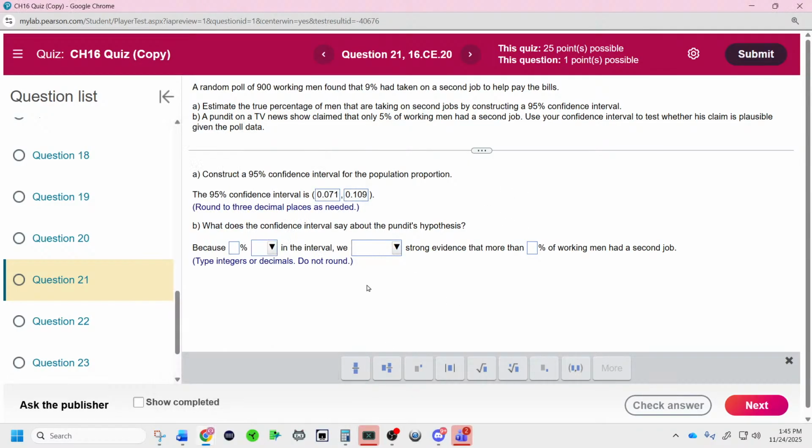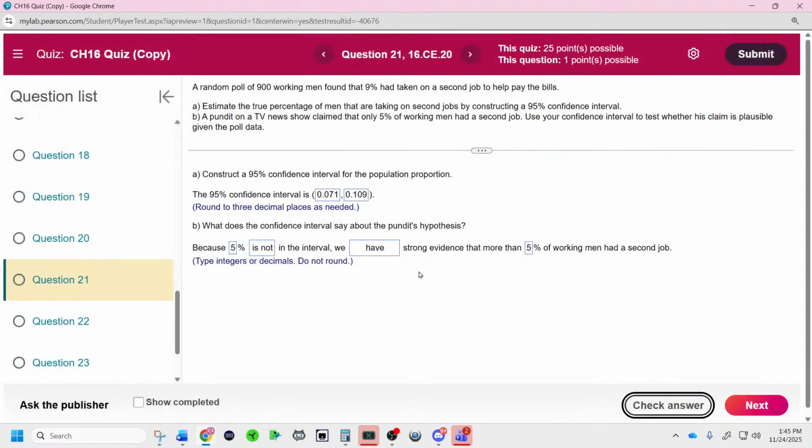There it is. And what are they saying is the claim? 5%. Ooh, because 5% is not in the interval, we reject it. We have strong evidence that more than 5% of the workers are there, and we did it.